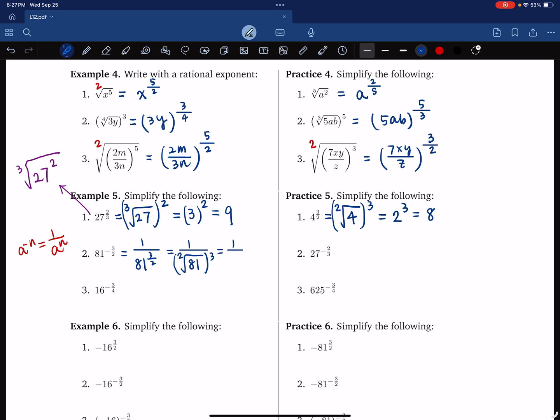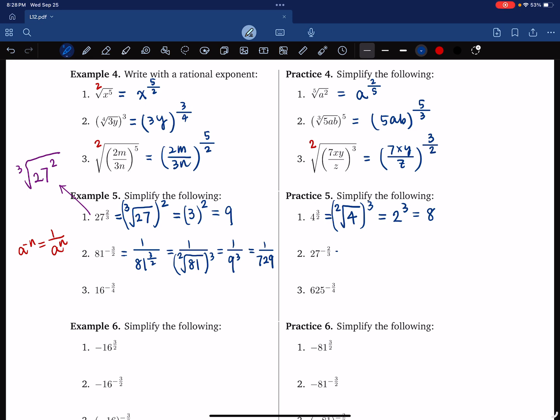Let's keep simplifying. Square root of 81 is 9. And then we need to raise this to the third power. And that will give us 1 over 729. You could use the calculator for 9 to the third power.